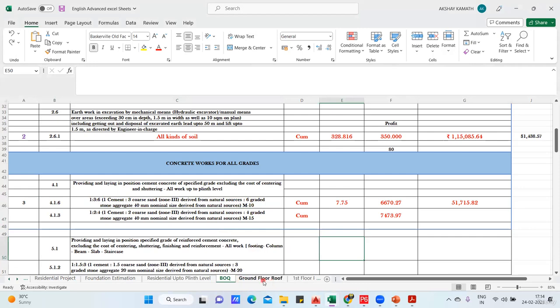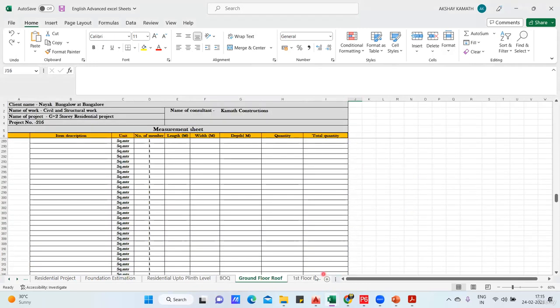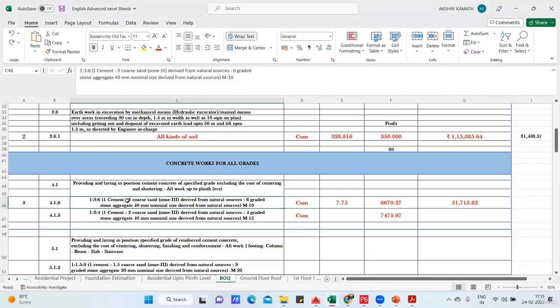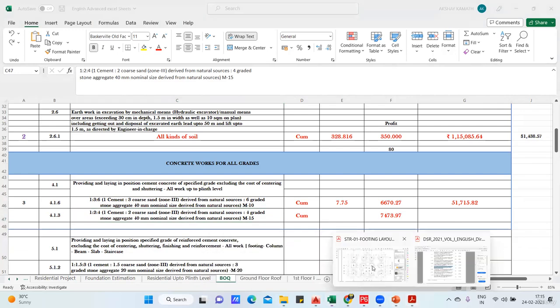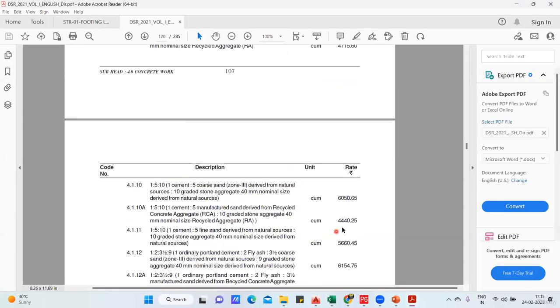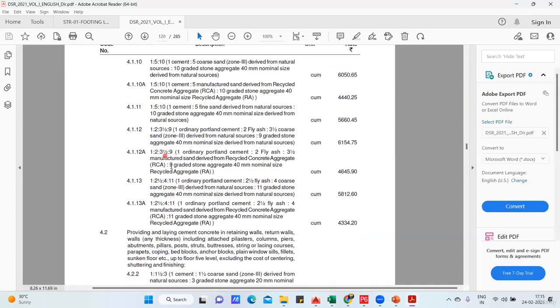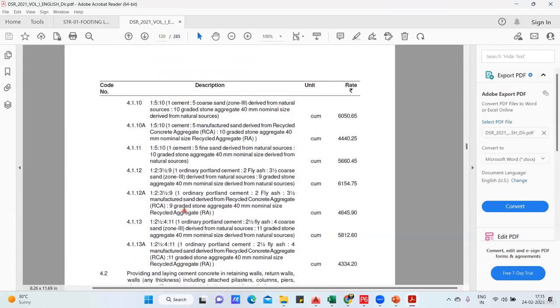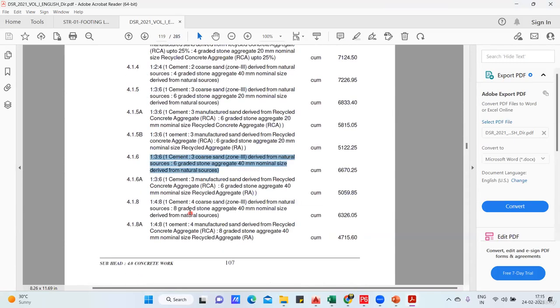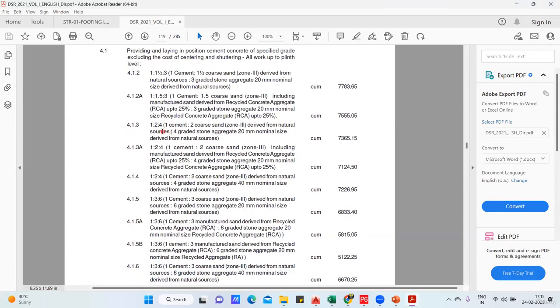You paste it here. This is per cubic meter, you're supposed to write. Now one more, 1:2:4. I'll go with 4.1.3. Yeah, where is 4.1.3? So this is 4.1.3.